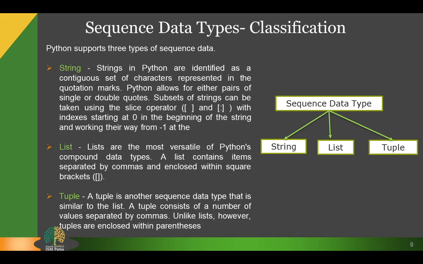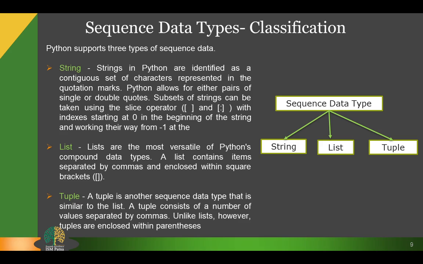In today's session, we are going to discuss sequence data types. There are different data types supported by Python, and sequence data type is one of them. Sequence data type is again classified into three categories, that is string, list and tuple. So let's have a discussion on a string.